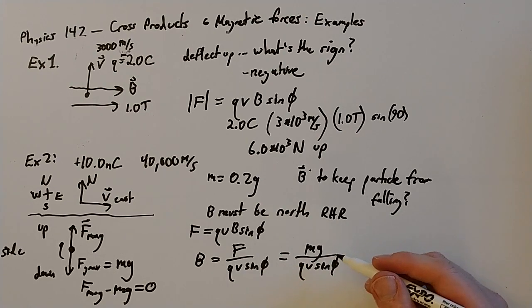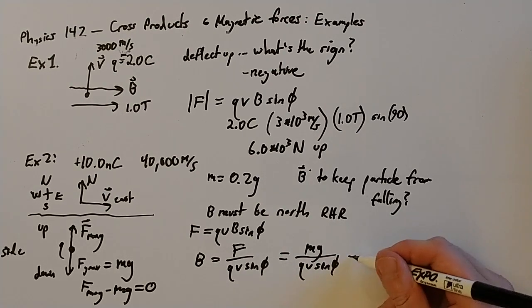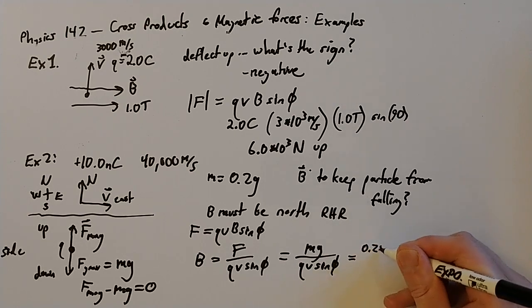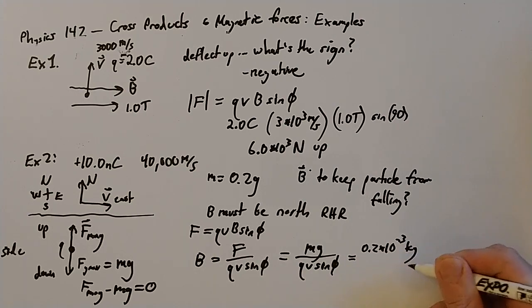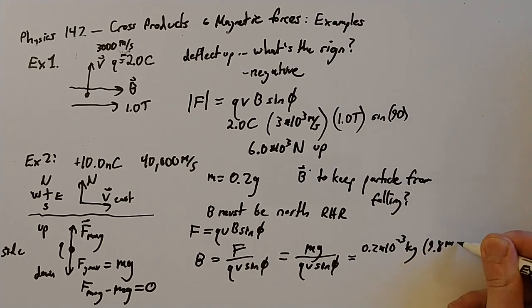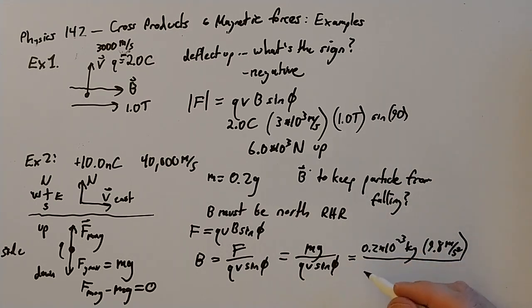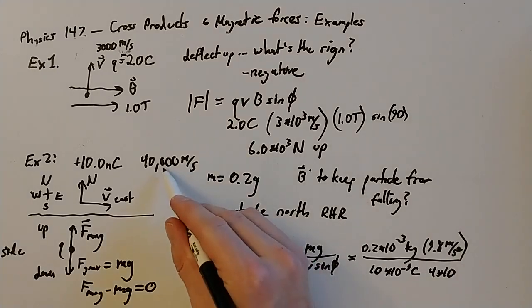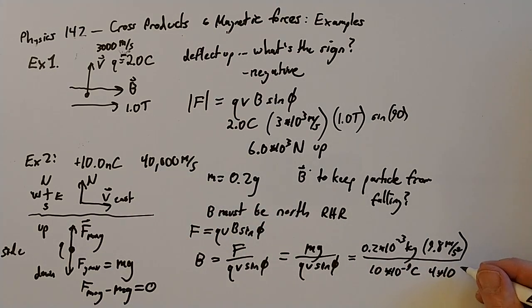And now we plug in some values. What are the values? m was 0.2 times 10 to the minus 3 kilograms. g is 9.8 meters per second squared. Q, we were told, was 10 nanocoulombs, and nano is 10 to the minus 9. And the velocity was huge. It was 4 times 10 to the 4 meters per second. So we multiply all of that together.